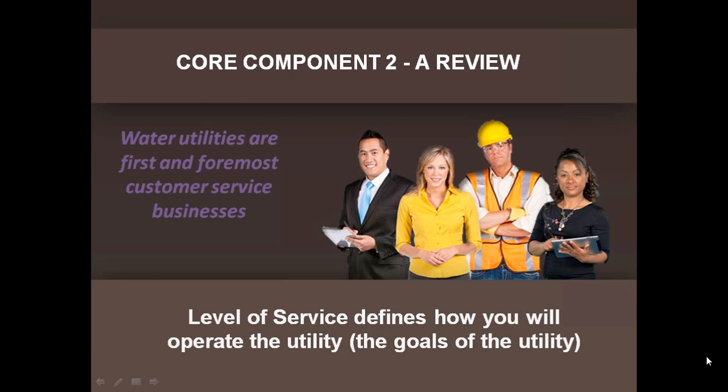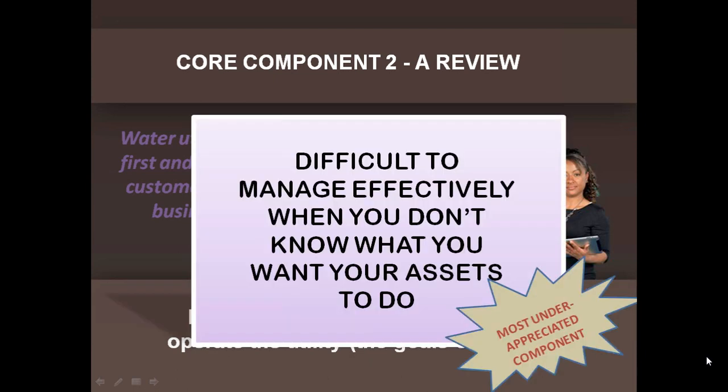The second component is level of service. In this component, what we want to remind ourselves is that first and foremost, water utilities are customer service businesses. You're really there to serve the customers that you're providing water for. So the level of service is going to define how you will operate the utility, what your goals are, so that you know what it is you want your utilities to provide, because it becomes very difficult to manage your utility effectively if you don't know what it is you're trying to do with them.